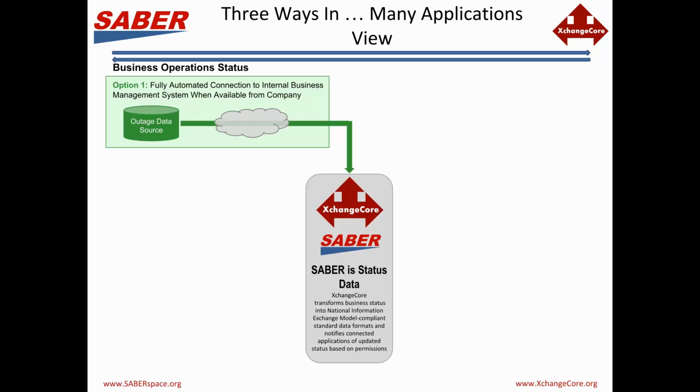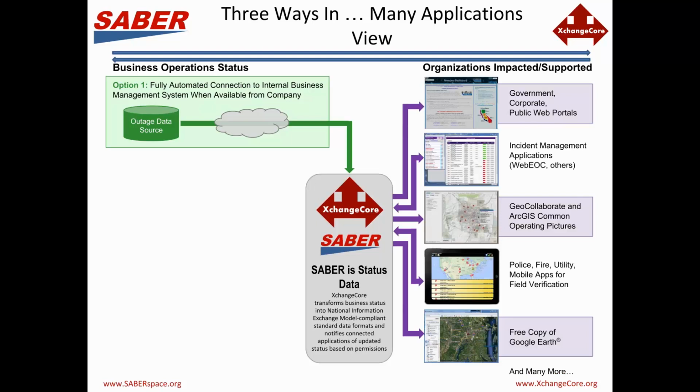But that's on the input side. On the output side, on the next slide, we see that you've got all the different types of applications that are currently in use by organizations, whether government or corporate or public website, whether it's a WebEOC, a cloud EOC, Spot-on Response, other applications, whether it's a GIS like ArcGIS and the Common Operating Picture, or GeoCollaborate, or any of those other things, mobile apps, and even a free copy of Google Earth, which is always my favorite, because people can get SABER information at no cost, and on a phone call we can have you operating in Google Earth, seeing the SABER information in 90 seconds.